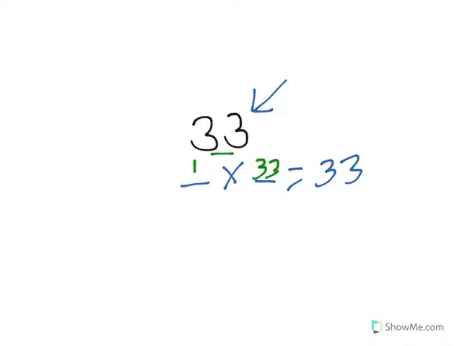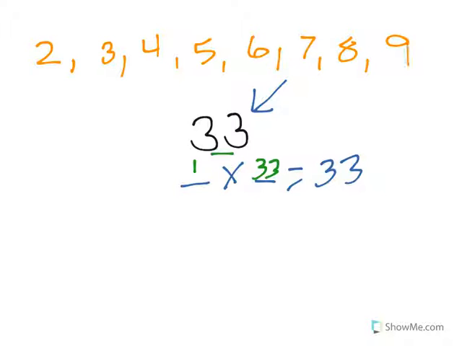1 times 33 equals 33. But I cannot give up. I have to continue to look for more factors. So I'm going to make a list of numbers from 2 all the way to 9. And this is going to help me figure out whether a number has more factors or not.